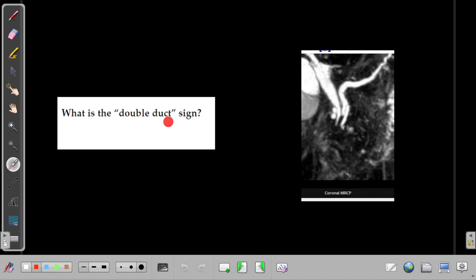What is the double duct sign? If you have carcinoma at the head of the pancreas here, it will cause back pressure on the pancreatic duct, and it will cause back pressure on the common bile duct, and both of them will be dilated and can be shown like this. This is called double duct. Double duct is an ominous sign. It indicates carcinoma here at the head of the pancreas, obstructing both the main pancreatic duct and the common bile duct. Okay, this is the double duct sign.